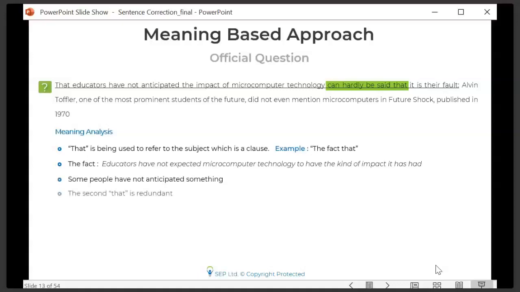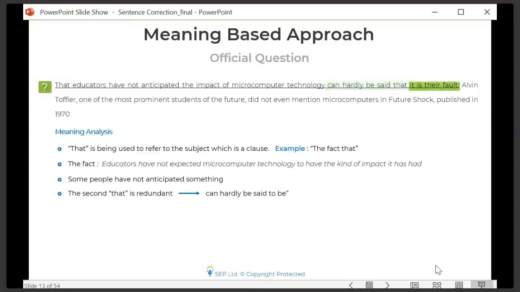Now the second that, all right? Now the second that is clearly redundant, okay? It would be better to say can hardly be said to be. So it would be better to say that some people have not anticipated the impact to be like this, can hardly be said to be. That would have been correct, but that is not there, all right? So that second that is redundant and that is to be kept in mind. Let's read on.